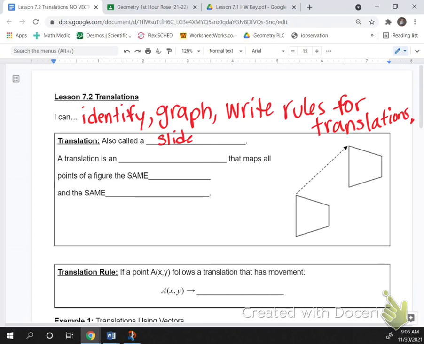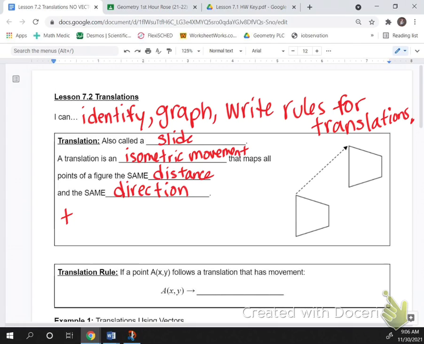A translation is an isometric movement. In geometry, you've got isometric geometry. It's talking about things on a coordinate grid or plane. And it maps all the points of the figure the same distance and direction. So our shape is not changing, all right?